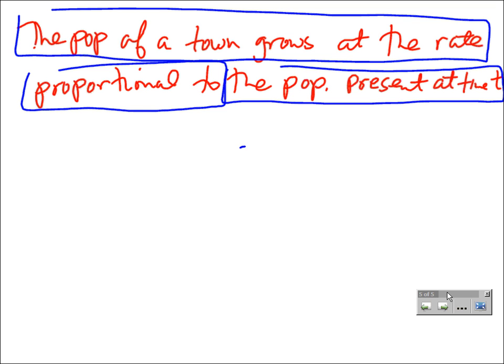Well, proportional to means equals k times the population present at time t, and maybe I'll call it p for population. Now, the top one, the population of the town grows at the rate. That's the same as the rate of the growth of the population in the town. That's dP/dt.